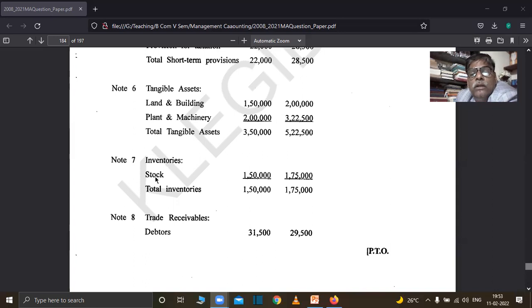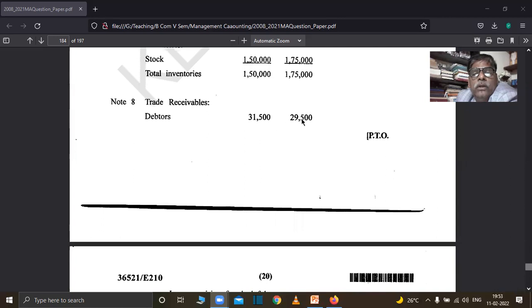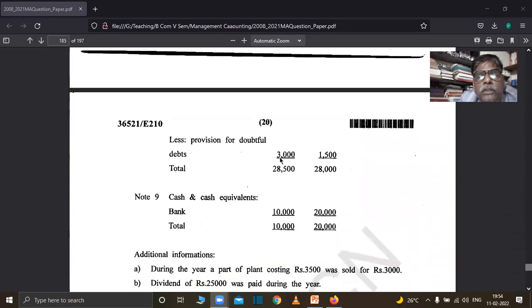Then inventory. Inventory is the stock. Stock goes to changes in working capital. Trade receivable goes to changes in working capital. So 31,500, 29,500 debtors goes to current asset. Okay. Then less provision is there, you take as a current liability. Provision you take as a current liability. This item you take in the current liability. Next is bank goes to changes in working capital. Here it is current asset, current liability, first statement. You take in the first statement, schedule of changes in working capital.